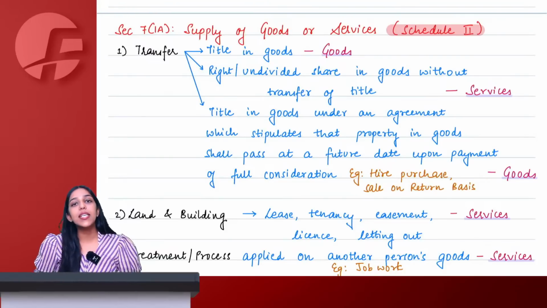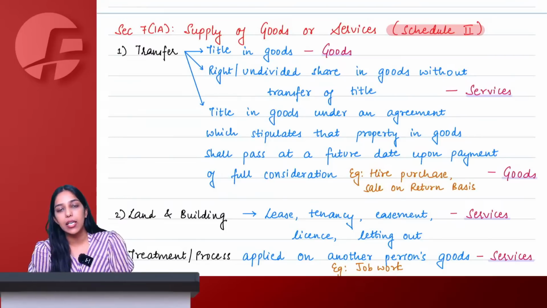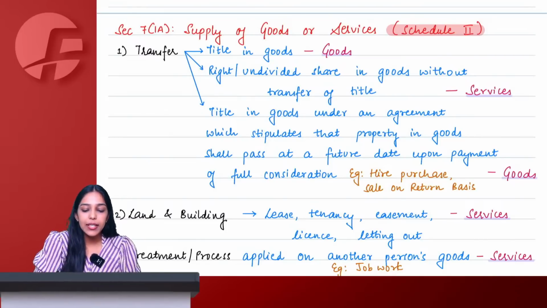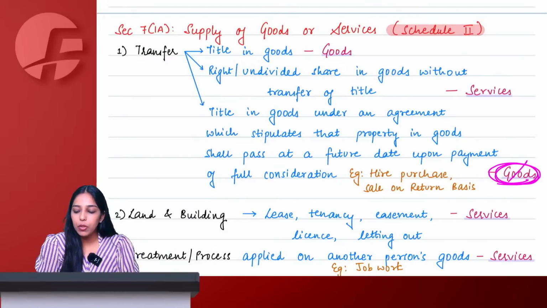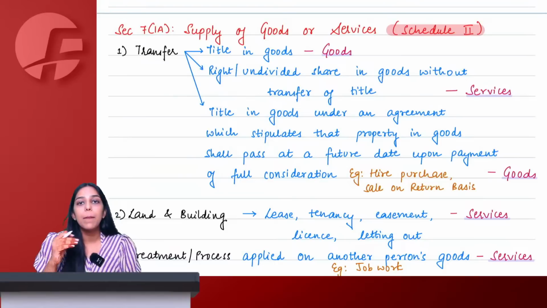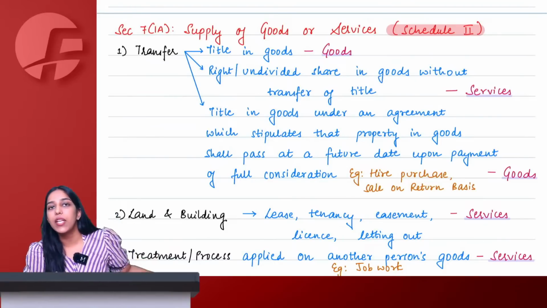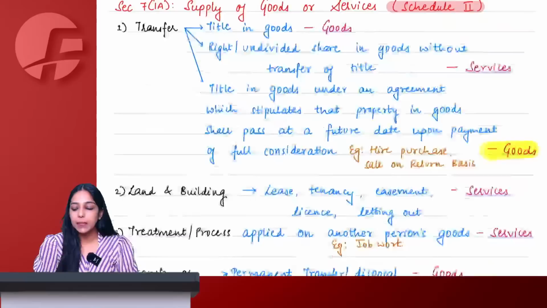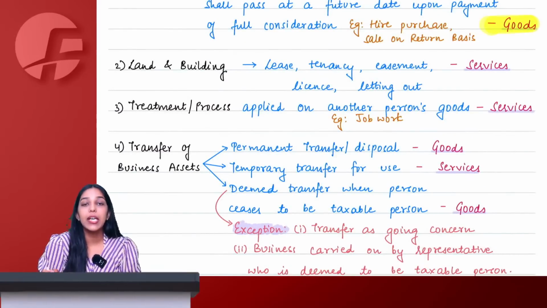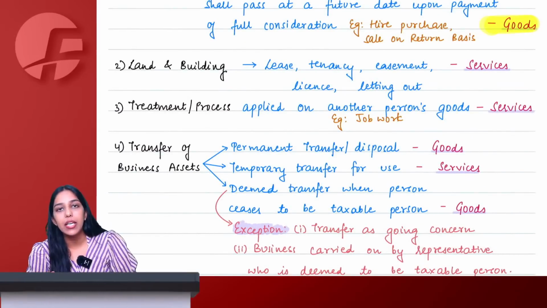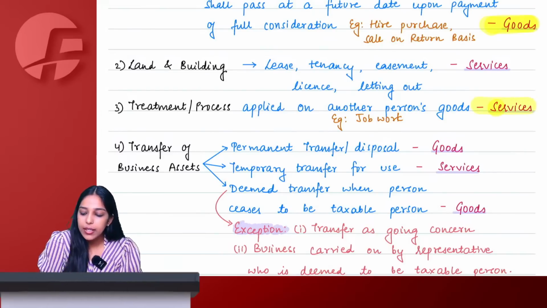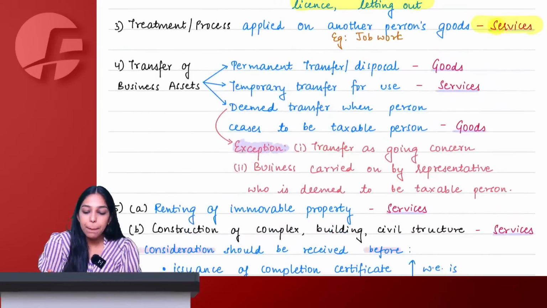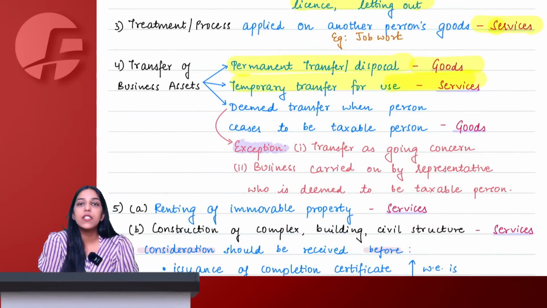Why? Because what is the intention? If not today, at a future date, we are going to transfer the title. Possession we have anyways given. Then let us consider these things as goods only. So hire purchase or sale on approval or return basis, where today you are giving possession, later on you are going to give title, then it becomes goods only. Now this is all very simple, right? If you are doing any kind of a job work, treatment, process on another person's goods, then it is a service. Or lease, tenancy, easement, hiring, letting out, it is all service. Permanently transferring, it is goods. Temporarily transferring, it is service.